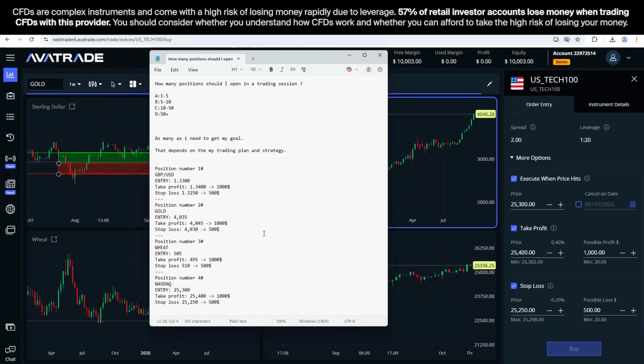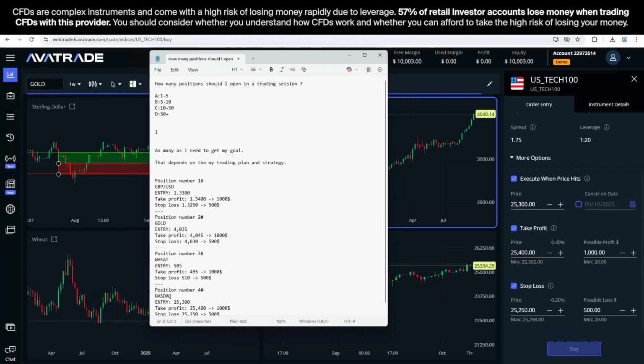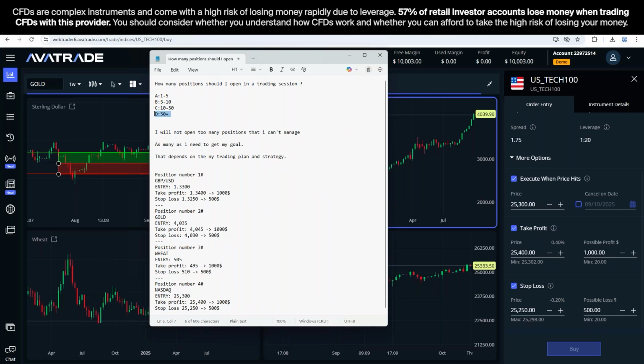So let's suppose that we do have some guidelines, we do have some idea what to do. In this case, I would simply make it in a way to comply with my plan. Target 1,000, so I'll try and work my way to 1,000 with a single position or with multiple positions. Okay, one more thing I would like to add. I will not open too many positions that I can't manage. Let's suppose that I'm going to go for 50 plus in a single session.